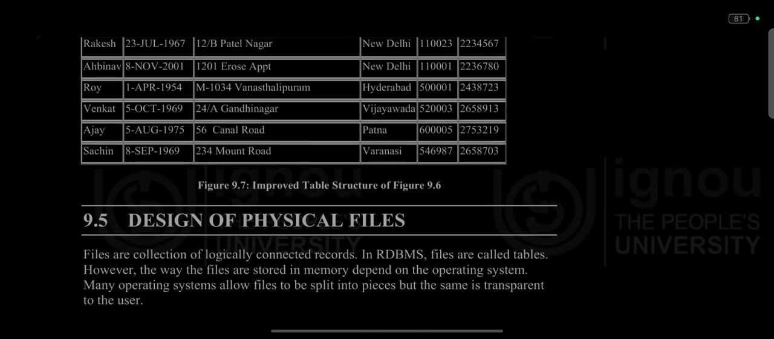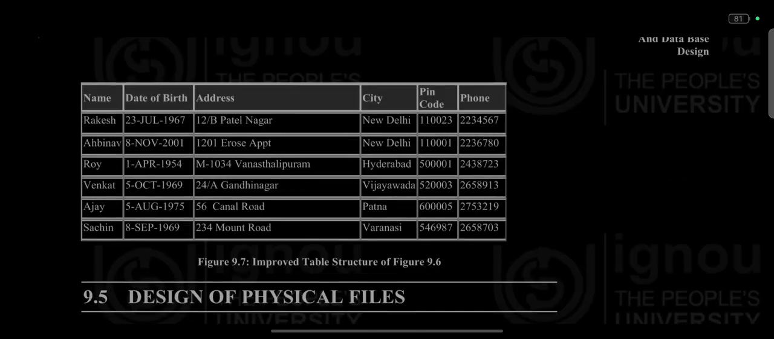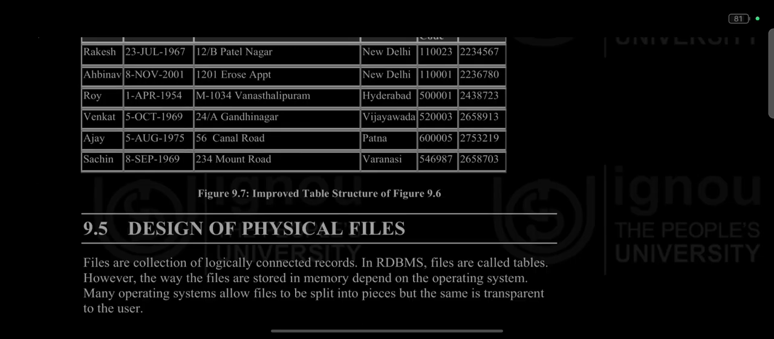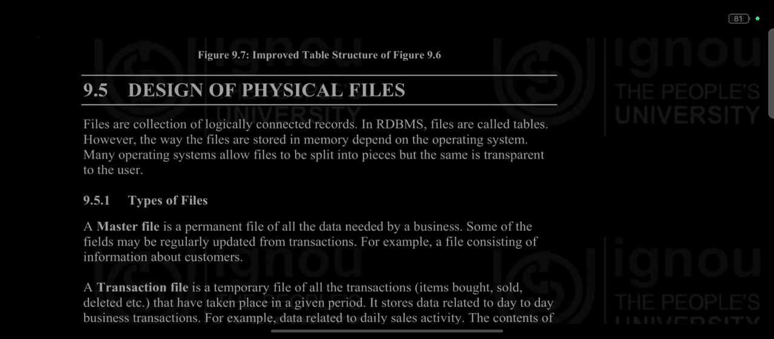Today we are going to start with design of physical files, and let's begin. Files are a collection of logically connected records in an RDBMS. Files are called tables. However, the way the files are stored in memory depends on the operating system. Many operating systems allow files to be split into pieces, but this is transparent to the user.